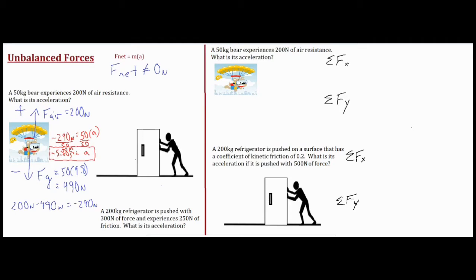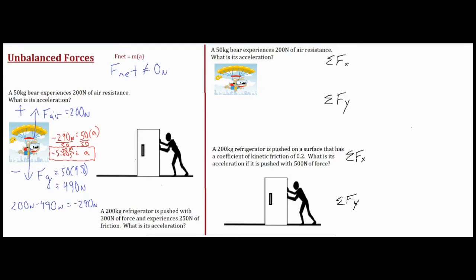All right, so we got a final acceleration of negative 5.88 meters per second squared, which sounds pretty reasonable because if it was in free fall, it'd be negative 9.8. So we're definitely looking for something in the range of 0 to negative 9.8, which we did. So it sounds like a pretty reasonable answer.